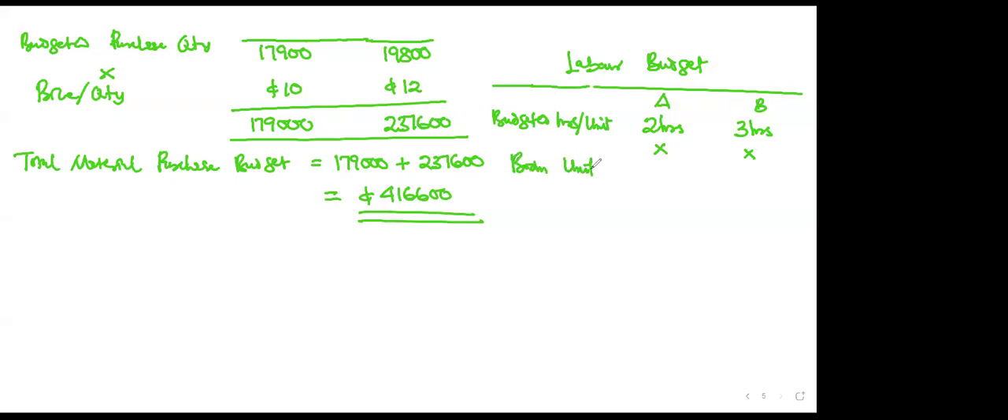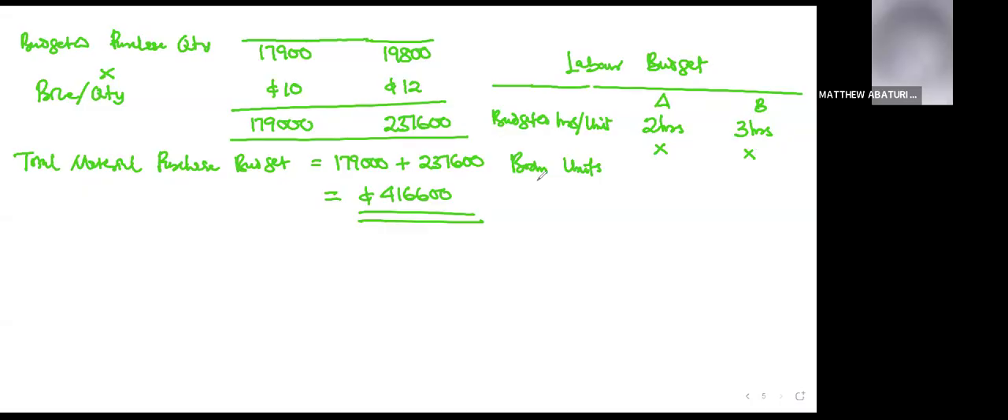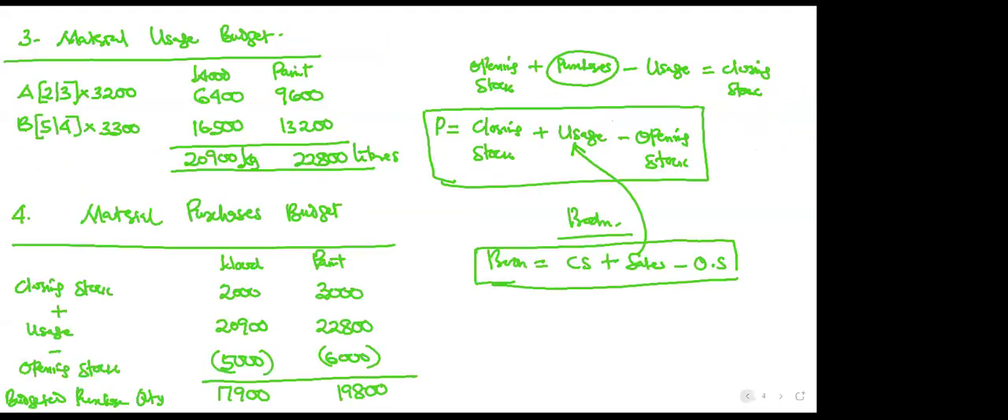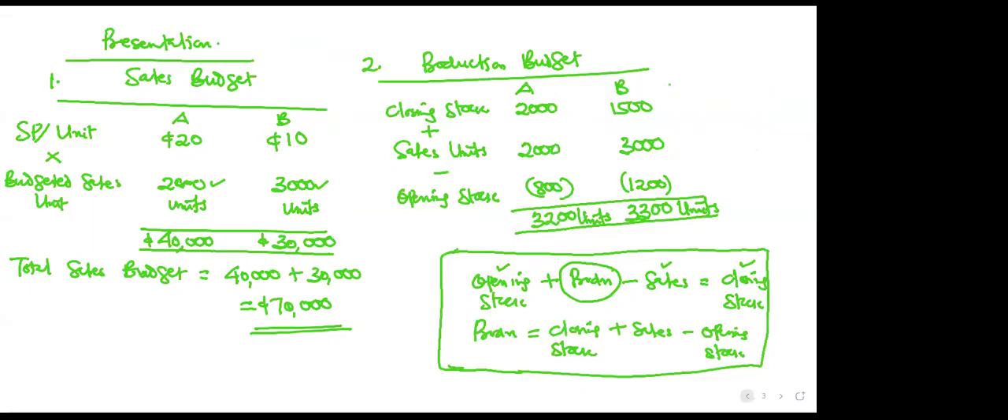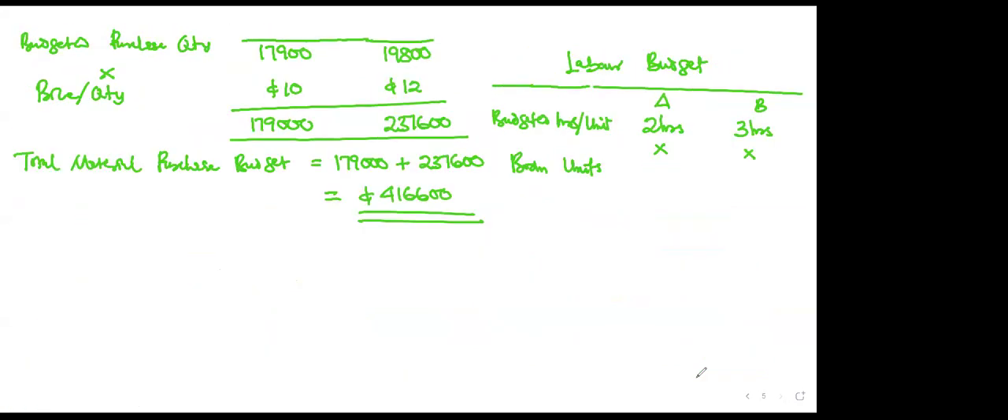So where do I get my production unit from? In your view, where will I get my production unit from? Production budget. Very good. Now you are understanding the game. So you go to the production budget. That is it. 3,200 against 3,300. So you come and put it there.